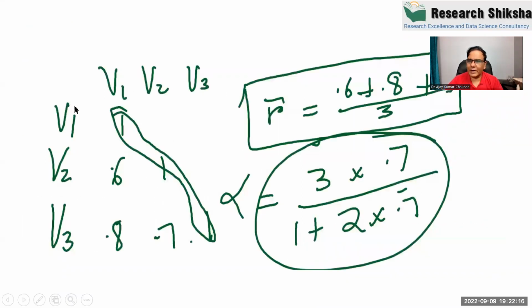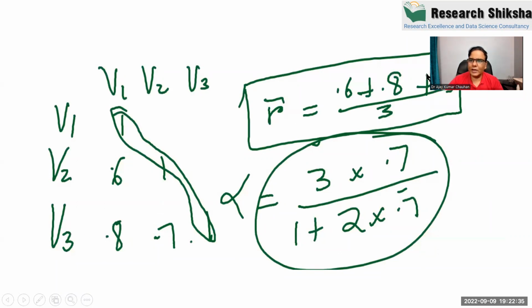Suppose you are having 3 items, V1, V2, V3. These are 3 statements, V1, V2, V3. And these are the correlation between the statements. The correlation between V1 and V2 is 0.6. The correlation between V1 and V3 is 0.8.